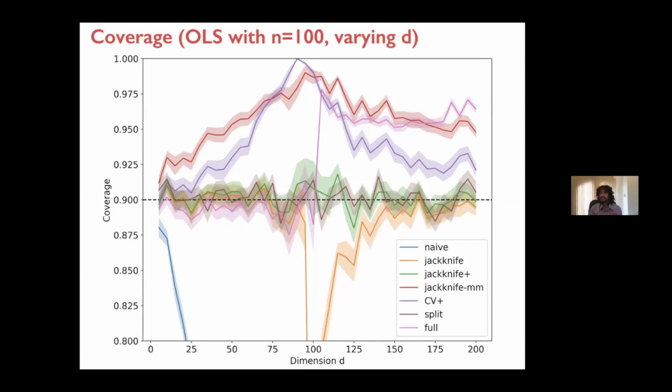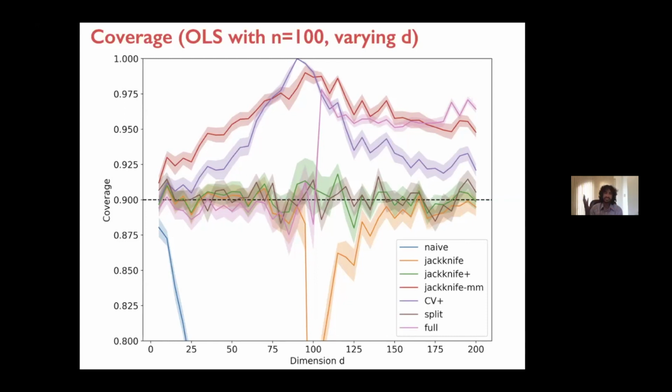Okay, so now what we're plotting over here is we always fix n as 100. So there are always 100 points, and we vary d. d varies from 0 to 200, and we generate the data from a linear model with Gaussian noise. So Y is just X beta.